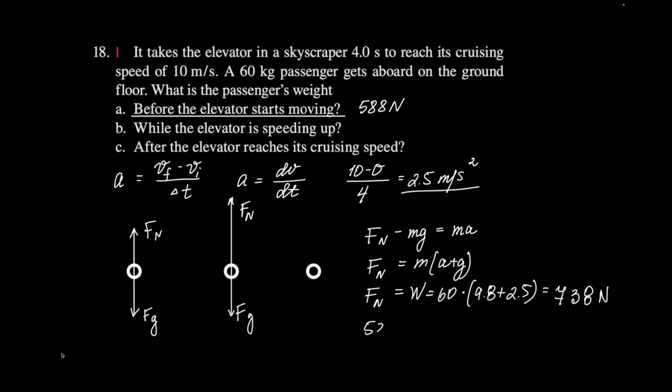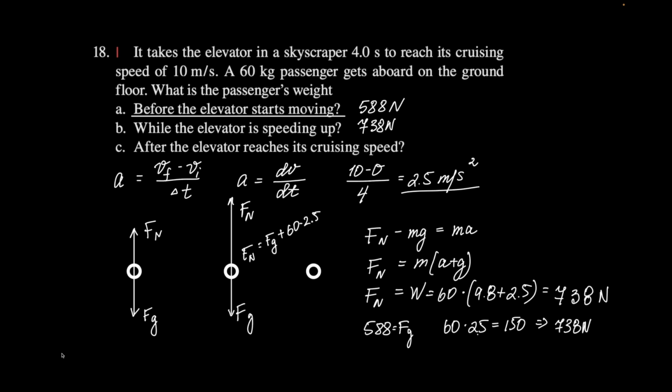You could have also done it this way. So if you know 588 is your force of gravity, and you also know that 60 times 2.5 is 150, then when you put them together, you got 738 newtons. Basically what I'm saying is force normal is force of gravity plus 60 times 2.5. That's all you had to do. 738 newtons.